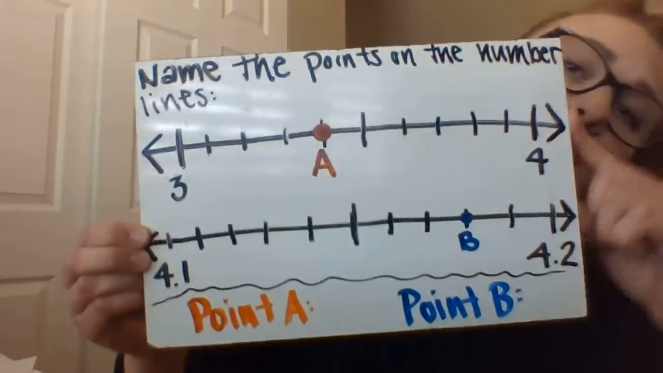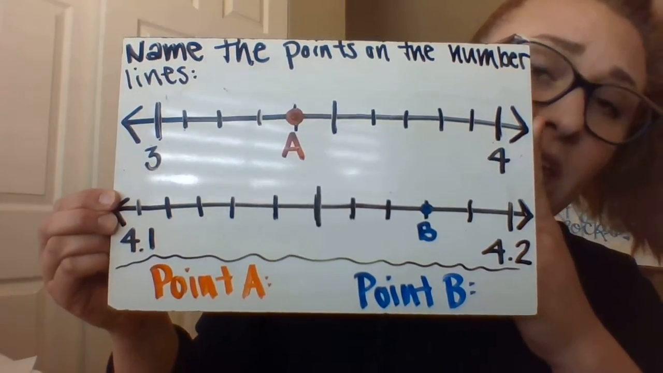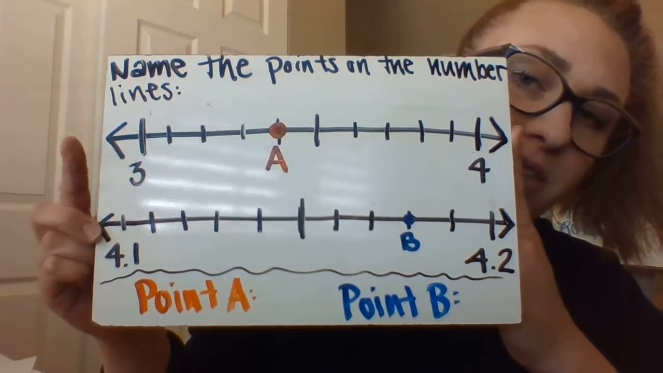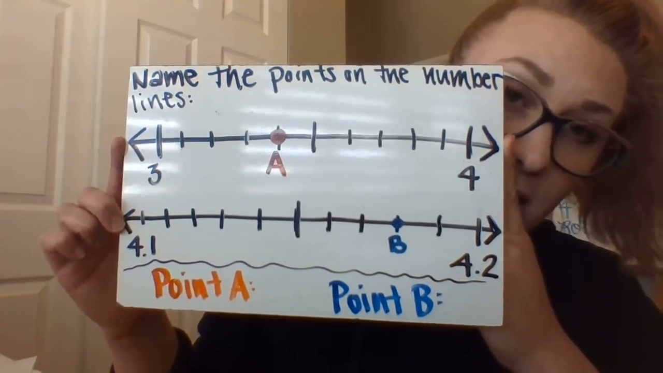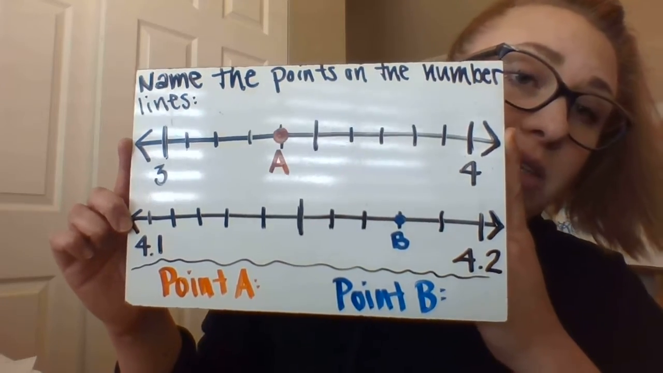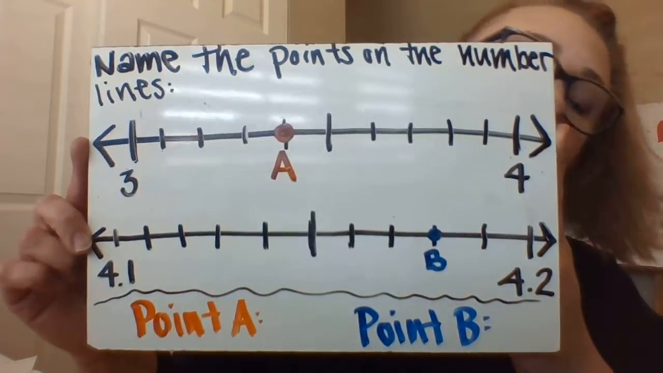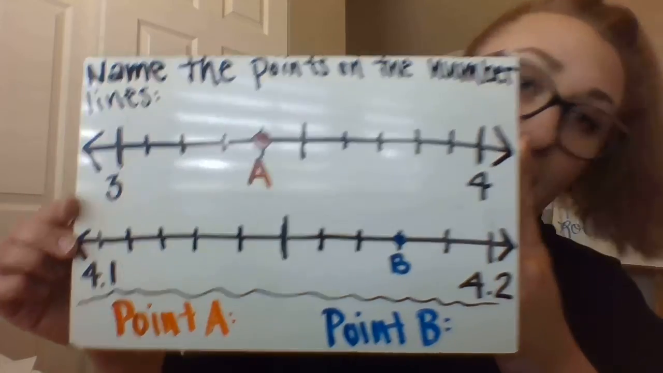Well, in here it says name the points on the number line. So there's point A here in orange and point B. So pause here, write down your answers. Okay, here we go. We're going to start with point A.